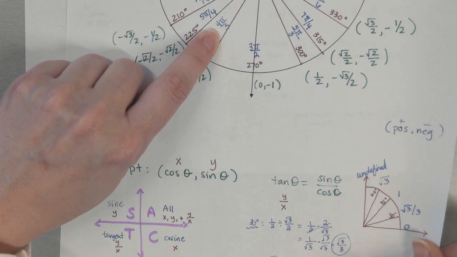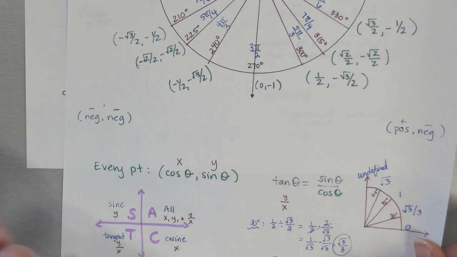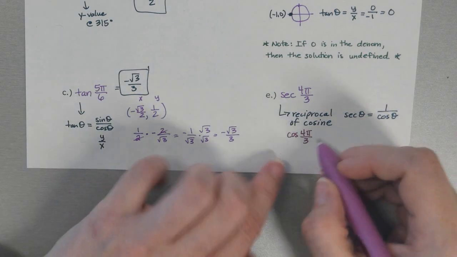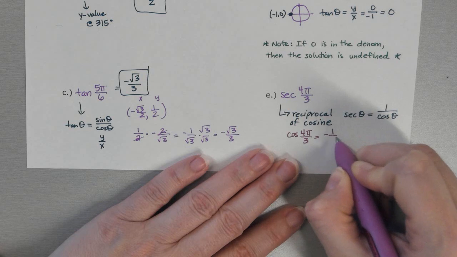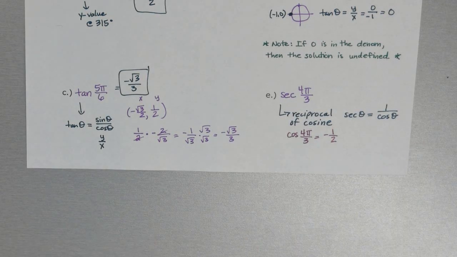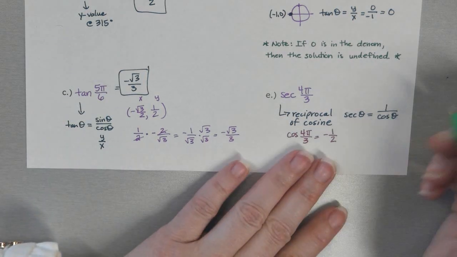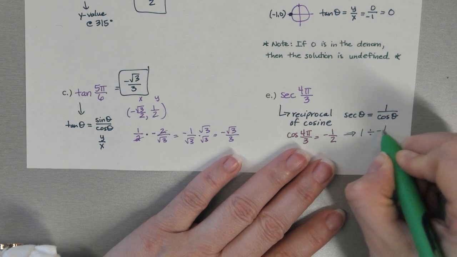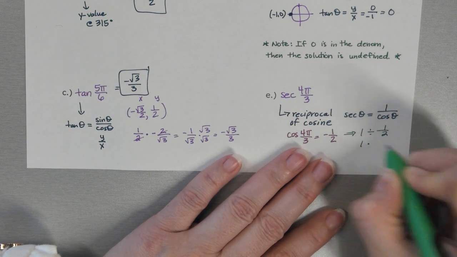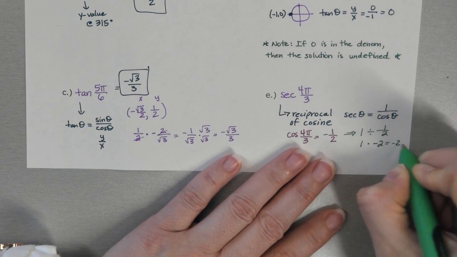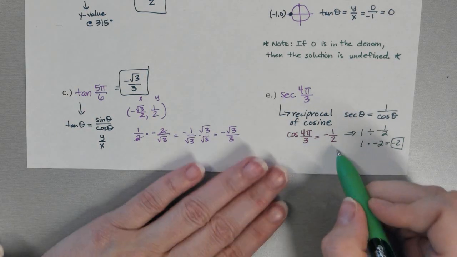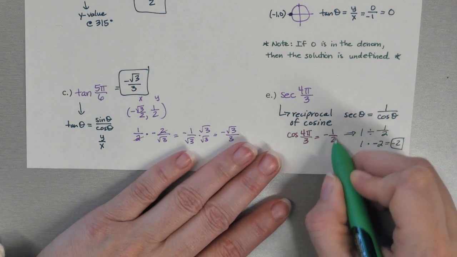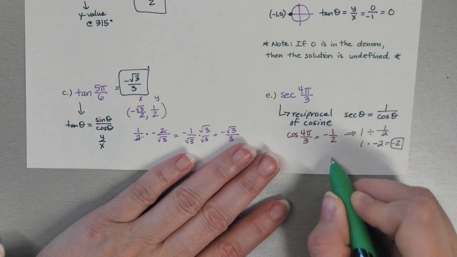So here's 4 pi over 3. Which one is going to be the cosine? Negative 1/2. It's going to be the x value. So this is going to be negative 1/2. And then there's two ways you can think about this. If you do 1 divided by negative 1/2, that's just 1 times negative 2. You can also think of it as the reciprocal of negative 1 over 2 is negative 2 over 1, right?